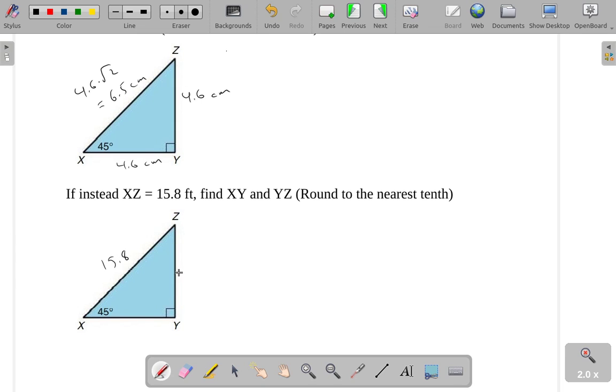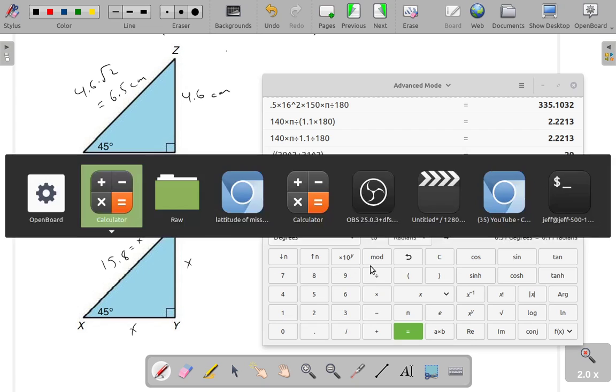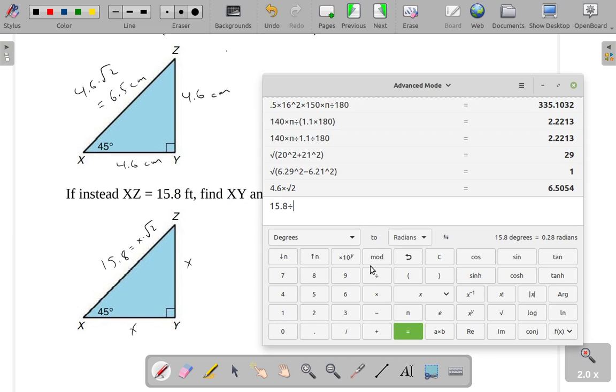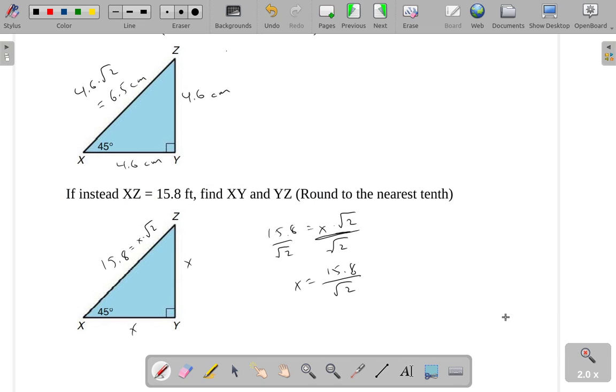If we are trying to go the other way, well, these numbers are the same. Those are unknown. This number right here is equal to x times the square root of 2, right? So if I wanted to find what x is, I have the equation 15.8 equals x times the square root of 2. That means I just want to divide both sides by the square root of 2. So x is 15.8 divided by the square root of 2, instead of times. 15.8 divided by the square root of 2 gives me 11.2, rounding to the nearest tenth. 11.2, and these were feet.